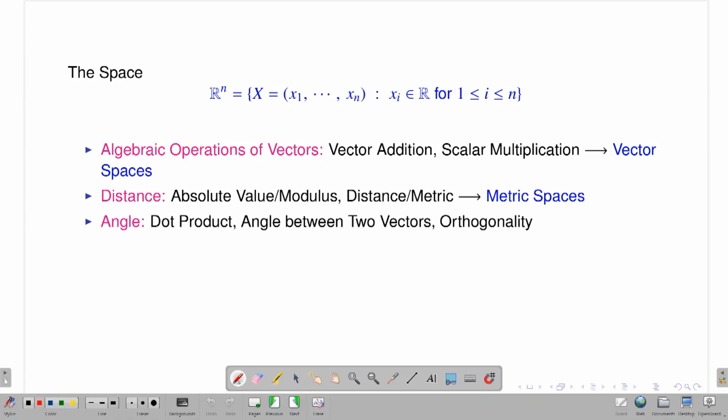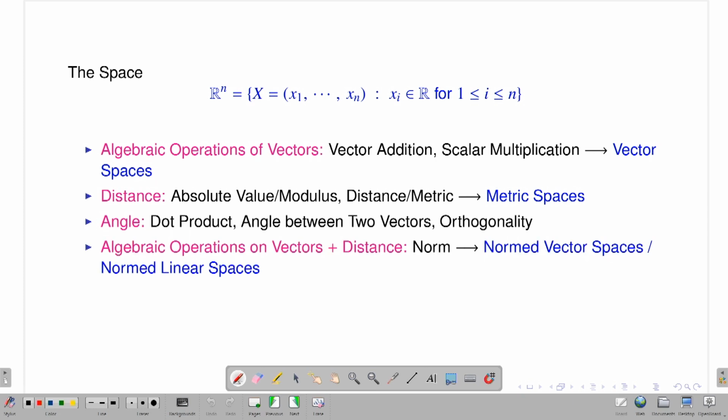Next we have seen the dot product, or inner product. With the help of that we have defined the angle between two vectors. When the angle between two vectors becomes 90 degrees, we call them orthogonal. So that orthogonal concept leads to the concept of orthogonality in a general setup.